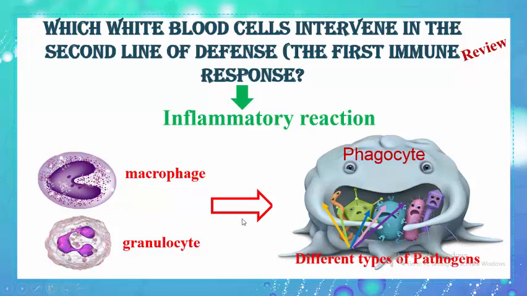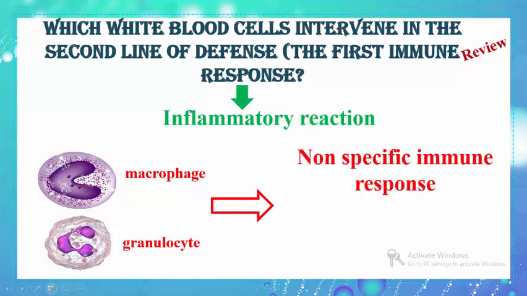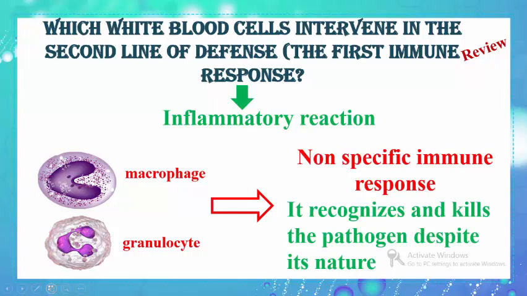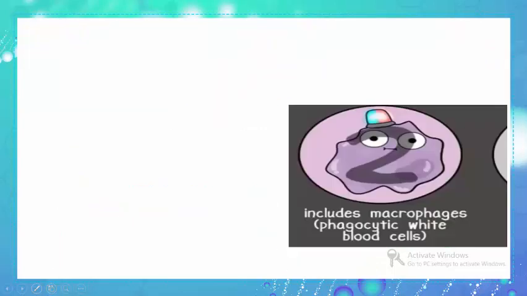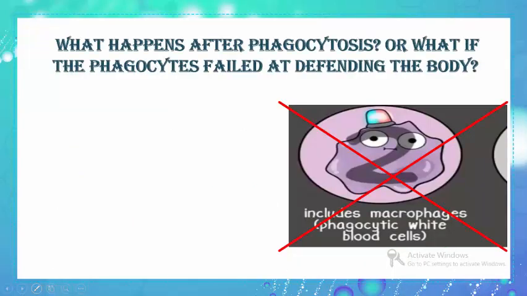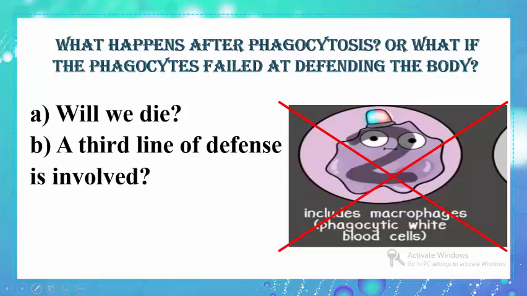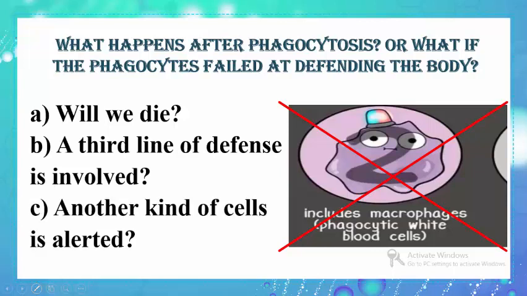Because we are saying different types of pathogens, this immune response is non-specific because it recognizes and kills the pathogen regardless of its nature. But the question raised now, what happens after phagocytosis occurs? What if phagocytosis is not able to defend the body against the pathogen? What do you think will happen? Will we die? Or is a third line of defense involved? Or will another kind of cells be alerted?